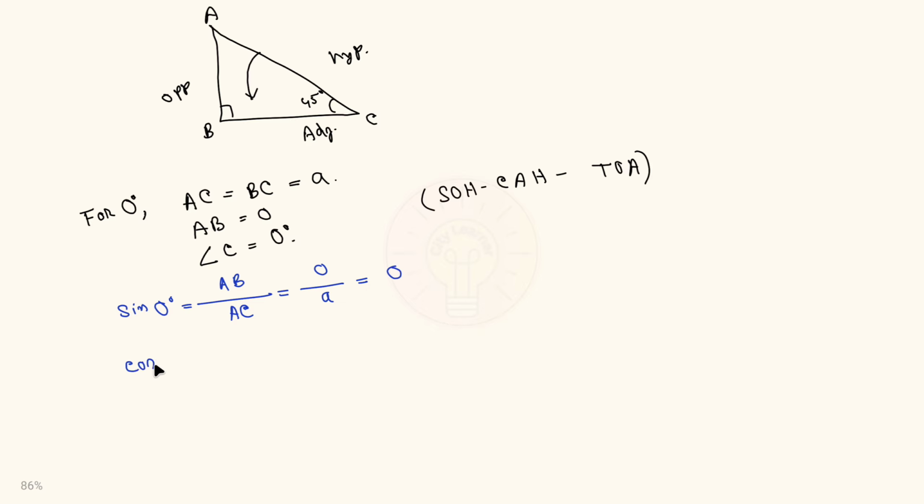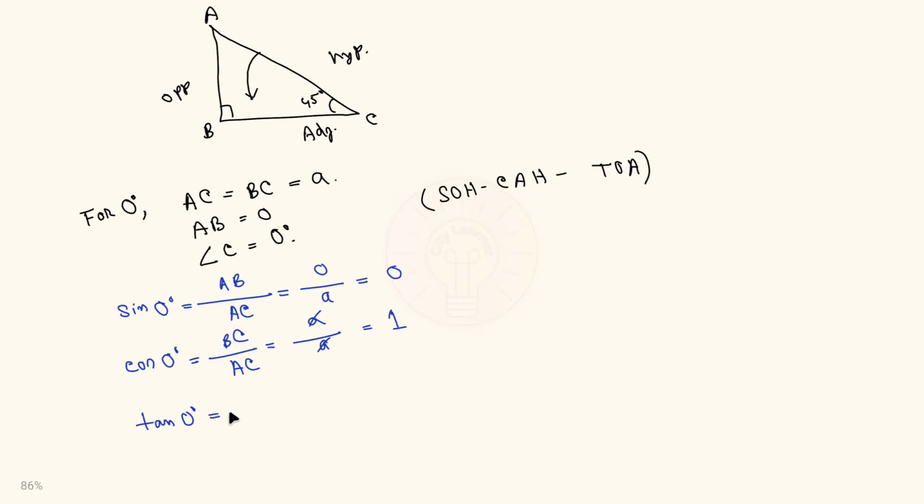For cos 0 degree, it will be the adjacent side by hypotenuse. Adjacent side is BC and hypotenuse is AC. BC is equal to A, AC is equal to A. A cancel, it will become 1.